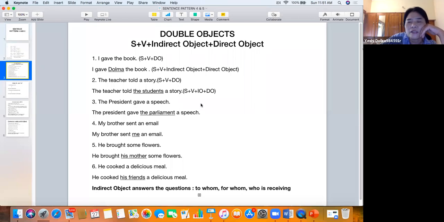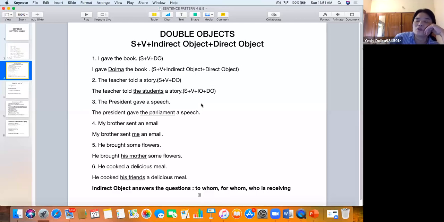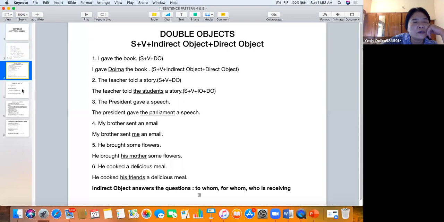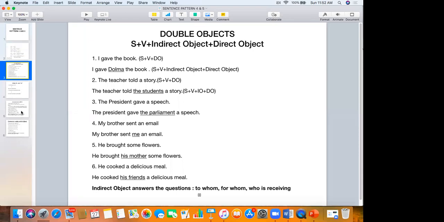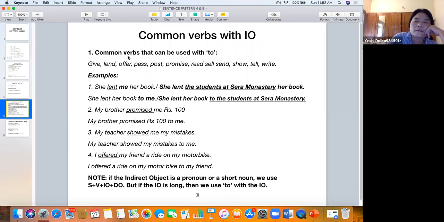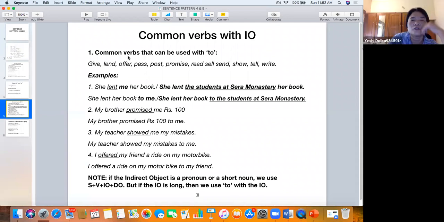I gave the class a talk. Yes. So you have this pattern. All right. Any other examples? You want to see the verbs here? These verbs, you can use these verbs: give, lend, offer, and so on.